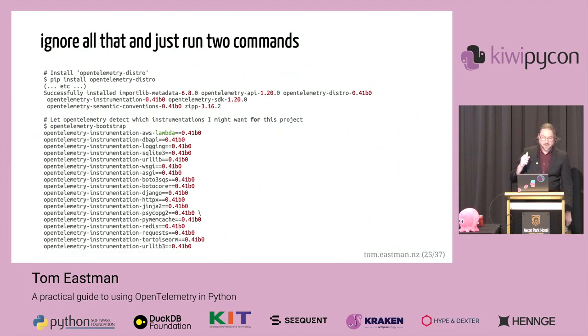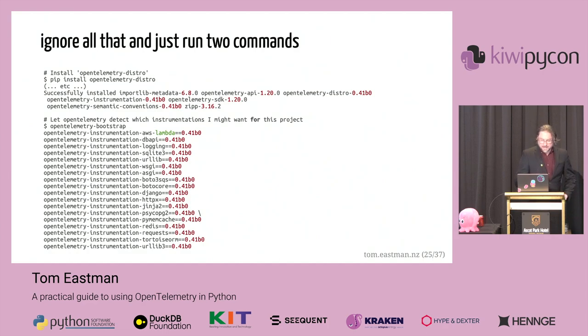I ran pip install opentelemetry-distro. The OpenTelemetry project is split up into a ton of Python packages, so you only grab the ones you need. The distro one is the package to get you up and running quickly. It downloads a couple of useful tools. One of them is opentelemetry-bootstrap, which looks into your project and tells you exactly what instrumentations might be useful for it. It just goes through the pip dependencies and grabs them all.